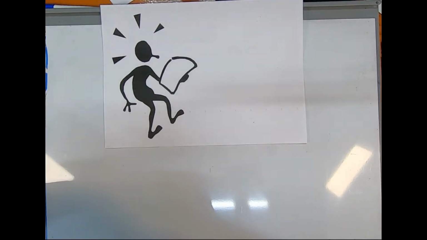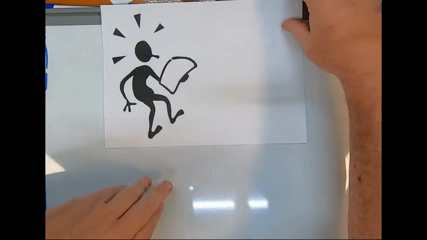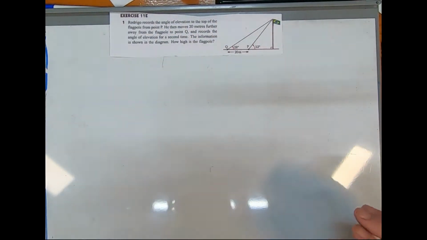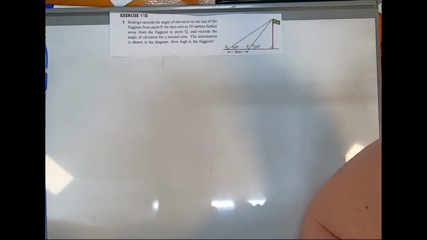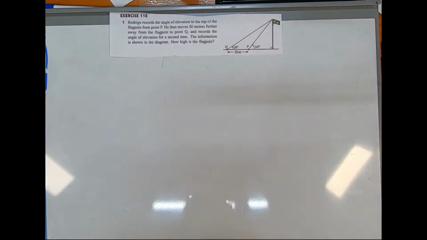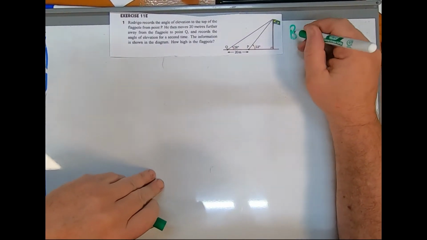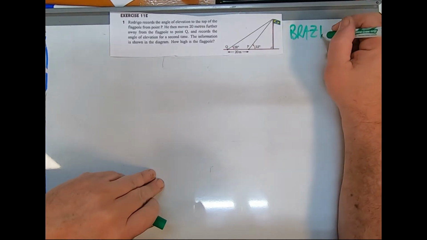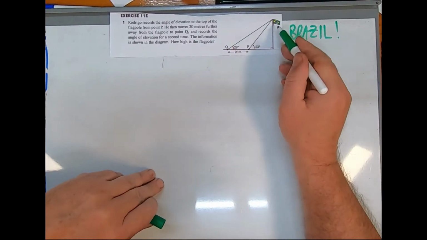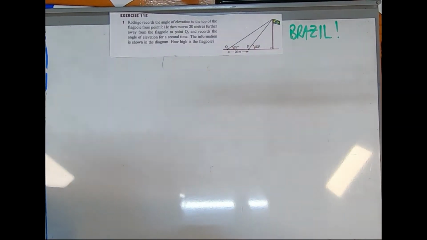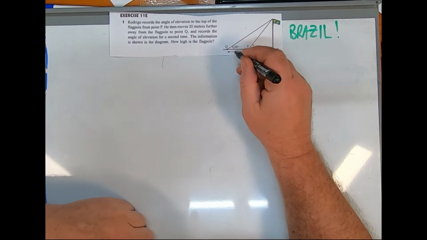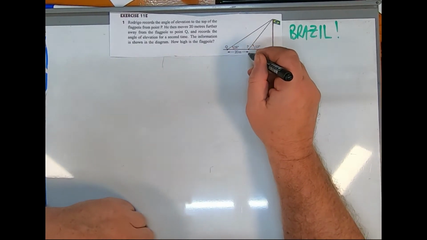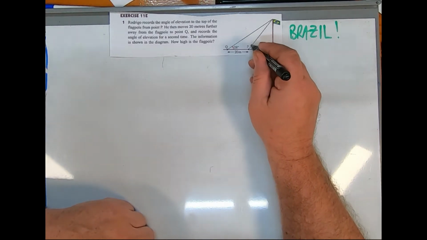It's time to start word questions. It's already got a picture. However, Brazil. Up here, Rodrigo records the angle of elevation to the top of the flagpole. Then Rodrigo walks towards the flagpole about another 20 metres. And now looks up and the angle has changed.